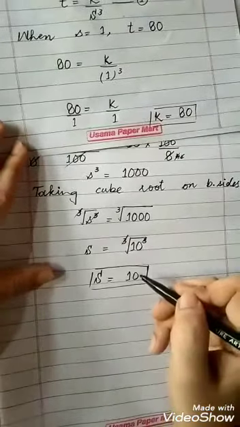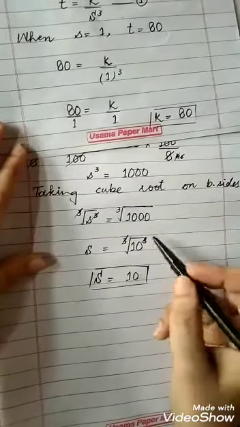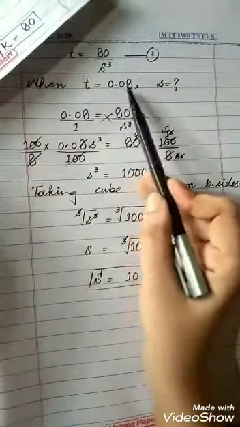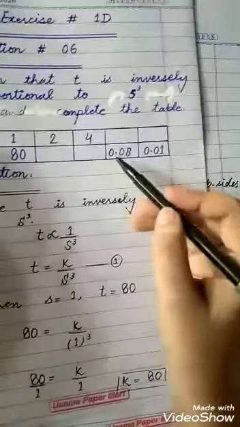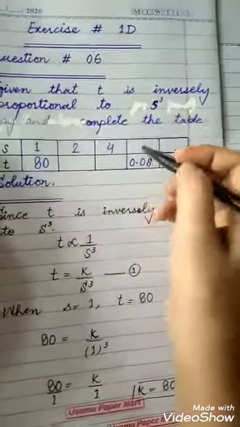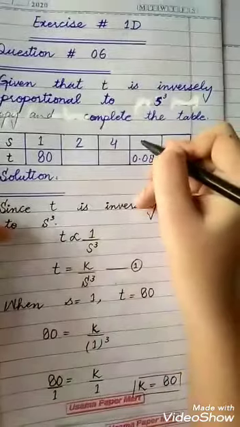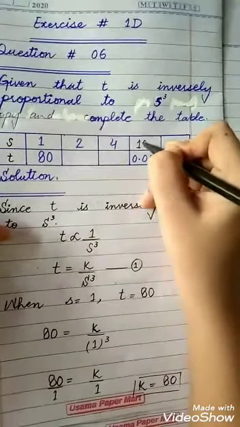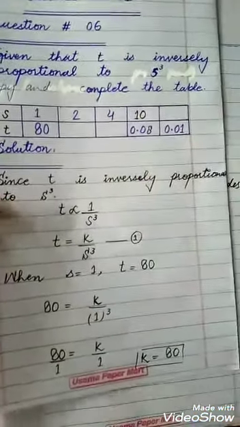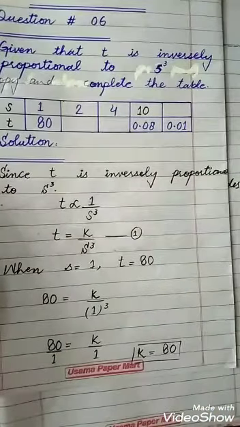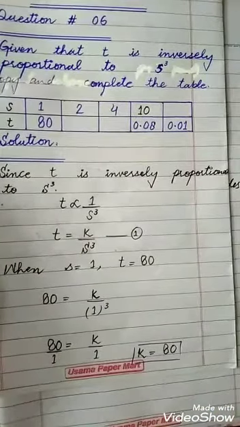What value did we get? When we place the value of t equal to 0.08, we got the S value equal to 10. So we will place 10 here. Now students, the next value we will take is 0.01 of t and find S.